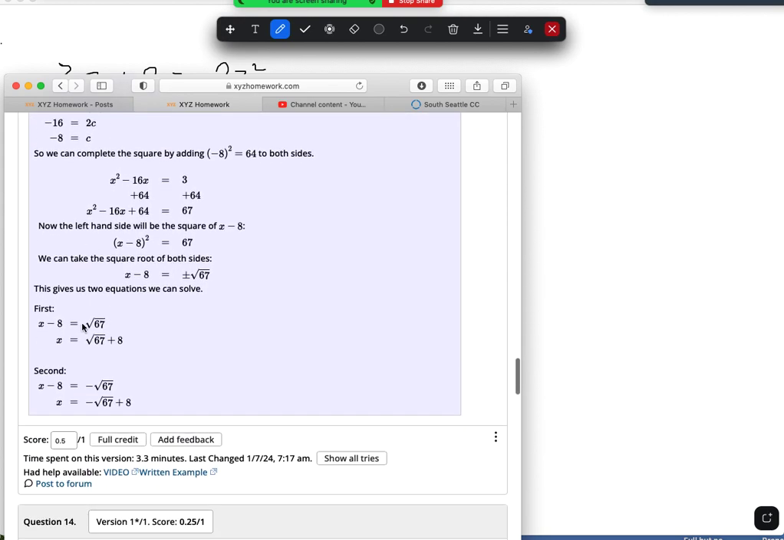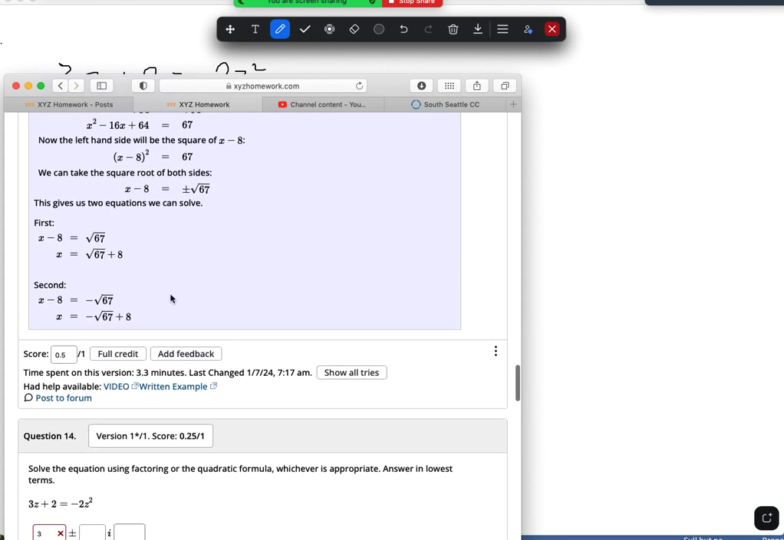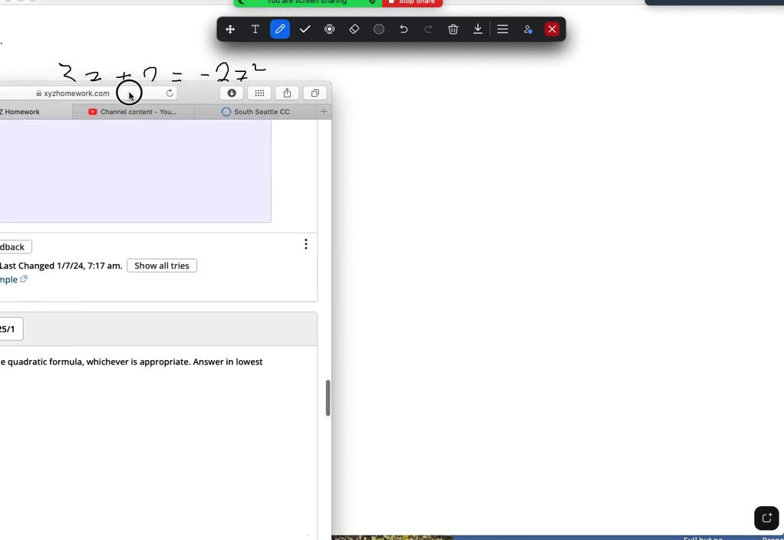So when you get to this step, just bring that 8 over, and then the plus or minus is on this piece. So 8 plus the root, 8 minus the root. Okay, so now let me head on to that one right there.